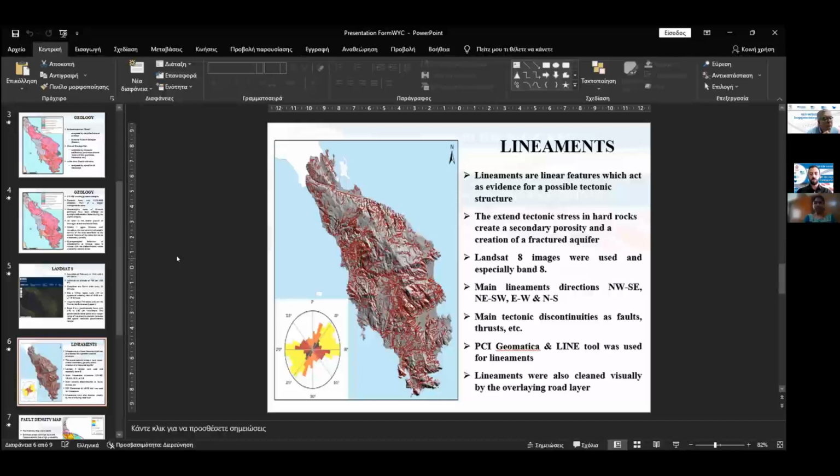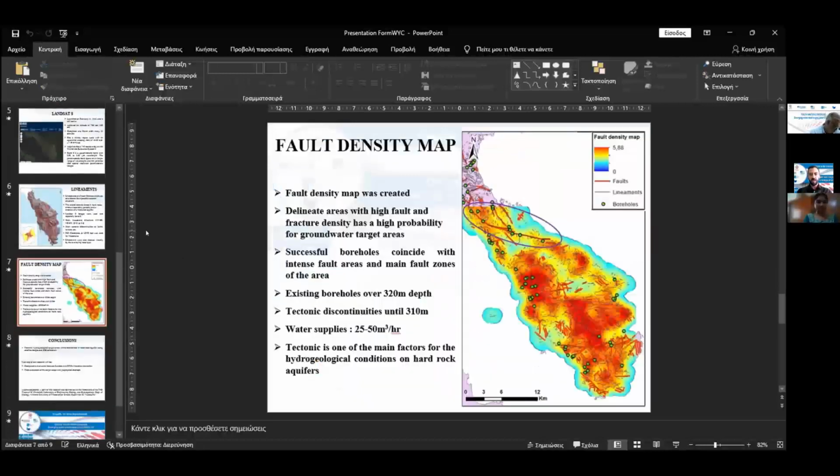The software we used for the extraction was the PCI Geomatica and line tools, and also some GIS software in order to clean the lineaments from the overlying road layer. Finally, we create the fault density map, which is a map that depicts the high fault and fracture density areas, which could be target areas for groundwater. Also, the following picture depicts some existing successful boreholes of the area, which look like they coincide with intense fault areas and main fault zones.